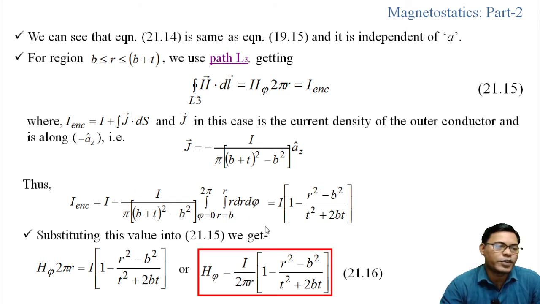By solving this expression we got I enclosed equals I times (1 minus (r squared minus b squared) divided by (t squared plus 2bt)). This is a simple calculation. If you understand how to calculate this I enclosed, then all the other calculations will be easier. As we got the I enclosed, we got H dot dl, so we can find H phi. This expression 21.16 represents the magnitude of H for case 3.